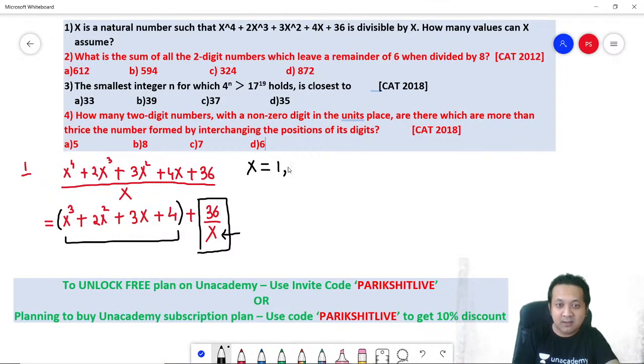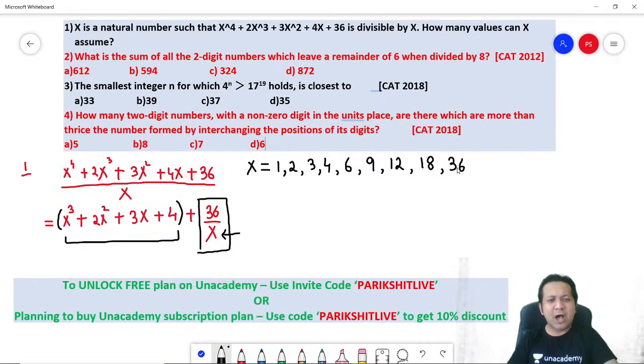It can be 1, it can be 2, it can be 3, it can be 4. Remember, 36 by 4 is 9. Can it be 5? No. Why? Because 36 divided by 5 comes out to be a fraction. So 5 will not happen. 6 will come. Not 7, not 8. 9 will come next. Which value? 12 will come. Next, 18 will come. And next, 36 will come.